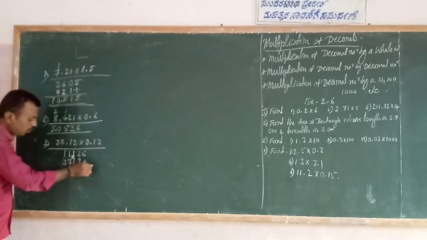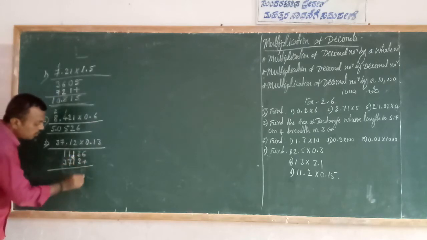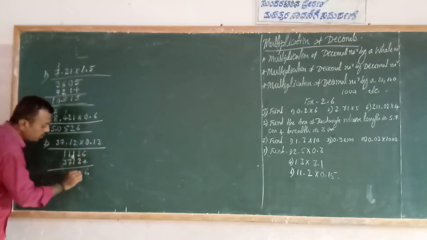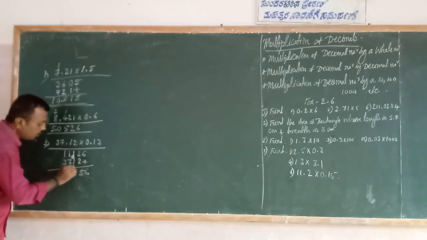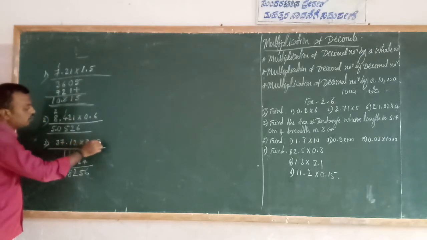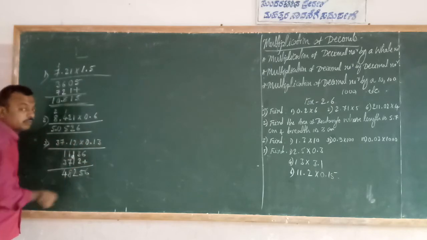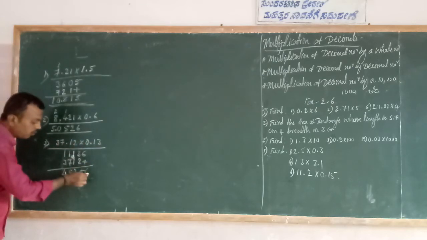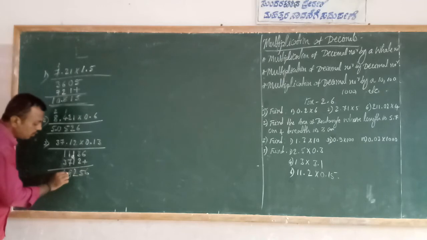Okay. So you should add it now. 6 plus 0, 6. 3 plus 2, 5. 1 plus 1, 2. 7 plus 1, 8. 3 plus 1, 4. Now, after how many digits is there the point? 2 digits. Here also 2 digits. So 2 digits and 2 digits, how much become? 4 digits. You should leave 4 digits from the right side. 1, 2, 3, 4. Then put the point.